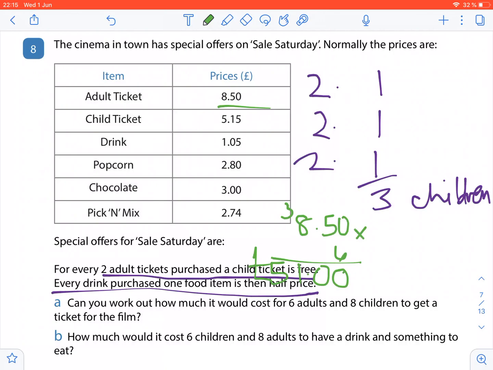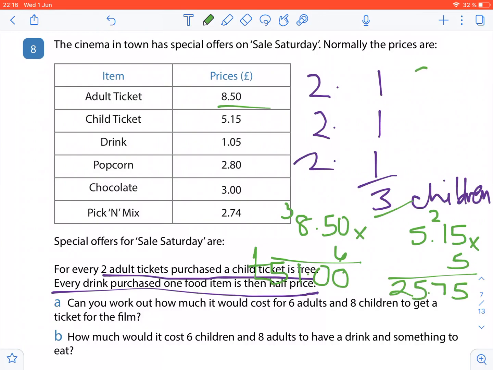And then we only have to pay for 5 children because 3 of them go free. So we're going to do £5.15 times by 5. 5 times 5 is 25. Carry the 2. 1 times 5 is 5. Add the 2 is 7. Put my decimal point in. So the kids are going to cost £25.75.